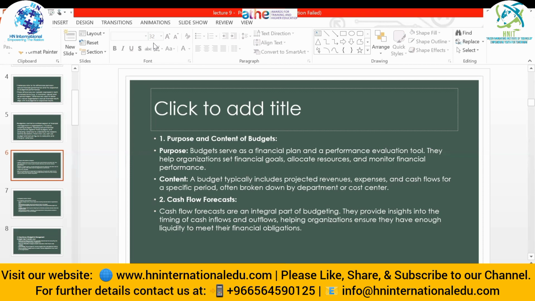And what is its content? A budget typically includes projected revenues, expenses, and cash flows for a specific period, often broken down by department or cost center. It depends on the departments or the financial department how they want to break the budgeted sheets or budgeted content. It can be after 1 week, 6 months, 12 months, or even 3 months. It depends on us. Cash flow forecast. Cash flow forecasts are an integral part of budgeting. They provide insights into the timing of cash inflows and outflows, helping organizations ensure they have enough liquidity to meet their financial obligations.